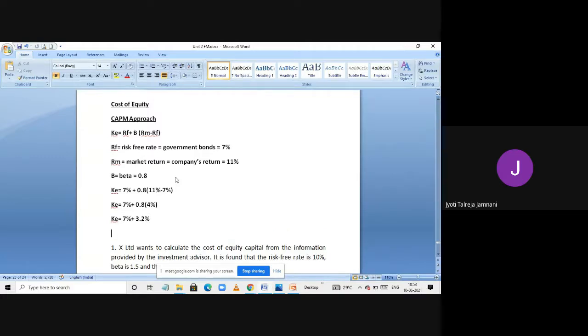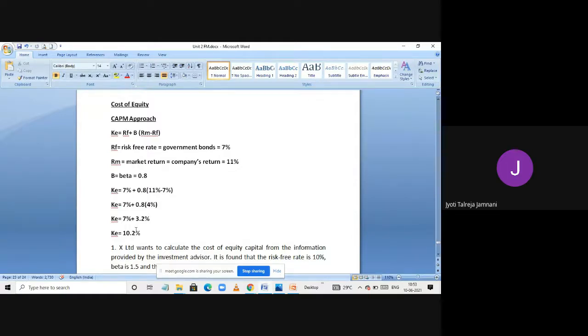So your cost of equity will be 10.2%. Now understand this. If you're going with the market return, whatever the stock market gives, you will have to give 11%. But market risk is 1. Your risk is 0.8. So you're less risky. When you're less risky, you will give a little less return than the market. That's why you're giving only 10.2% return on your equity. Are you understanding this?